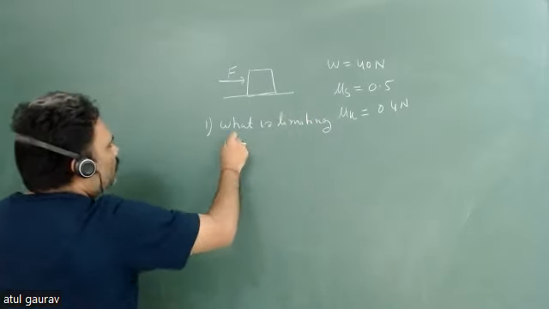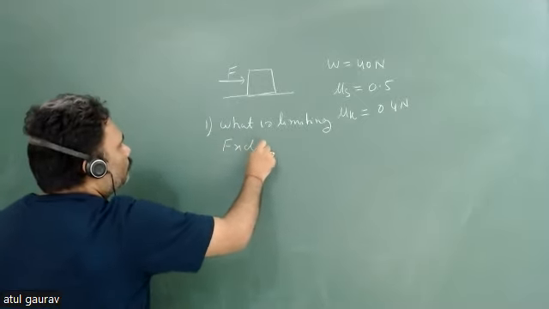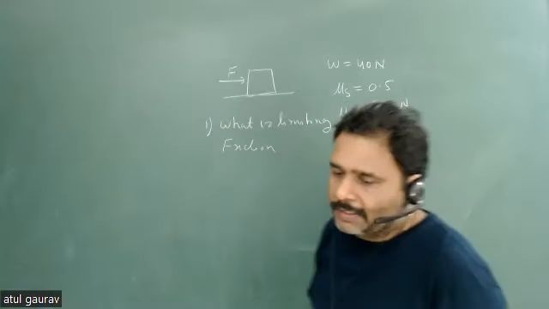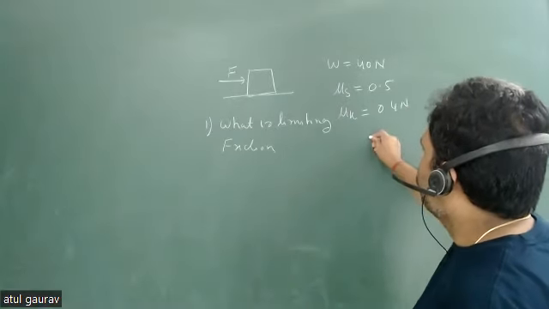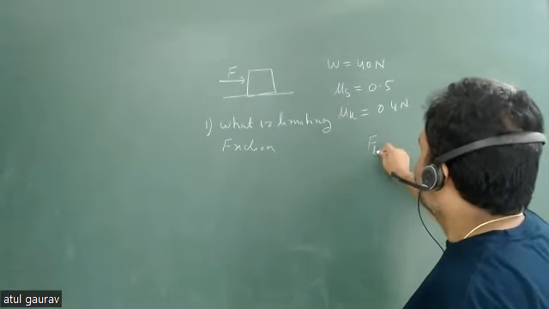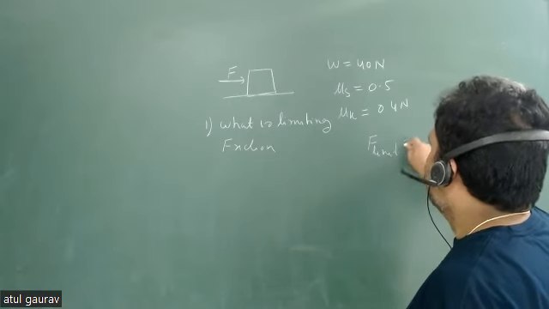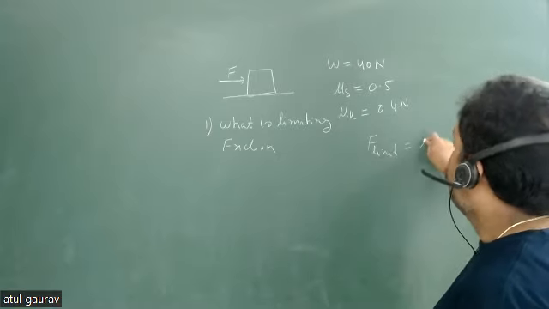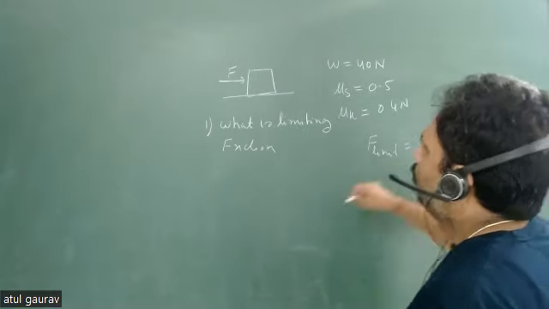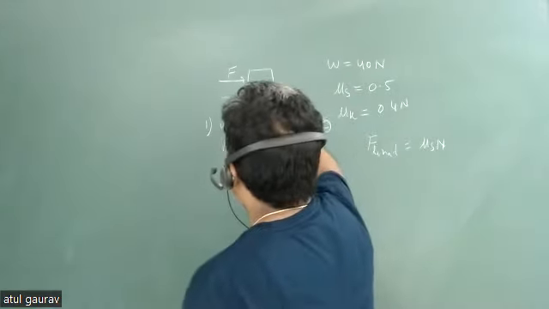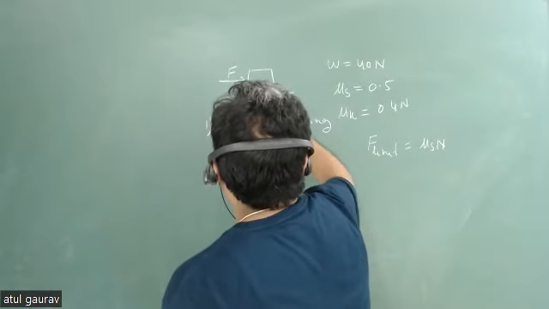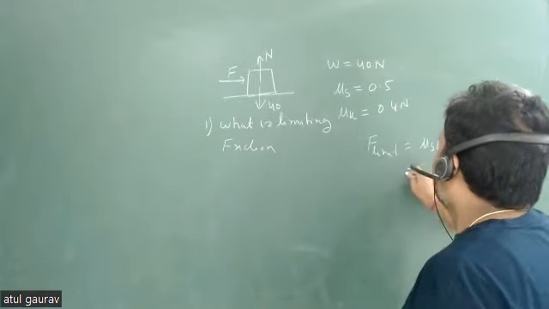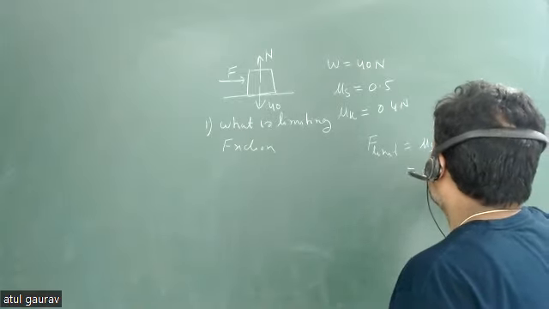What is the limiting friction? F limiting is equal to mu s into N, or mu k into N? Mu s into N. And what will be N? N is your 40. So that value is equal to 20 Newton.